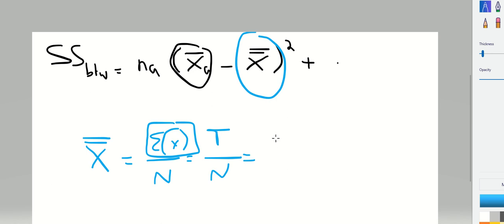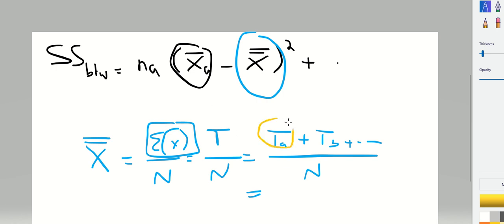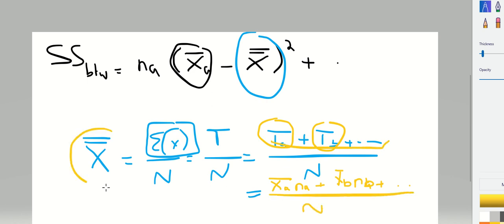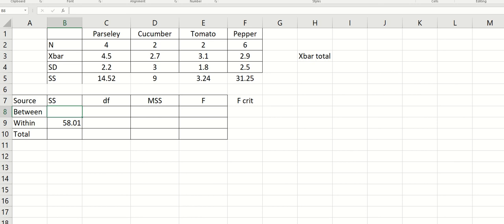The total itself is nothing but the total in group A plus the total in group B plus the total for every group, divided by n. The total in group A, you can get by taking the average of group A times n of group A, plus for group B, the average of group B times the n of group B. If you do that for every one of them and divide by n, that will give you the average of the averages. So let's go back to our example and do that.